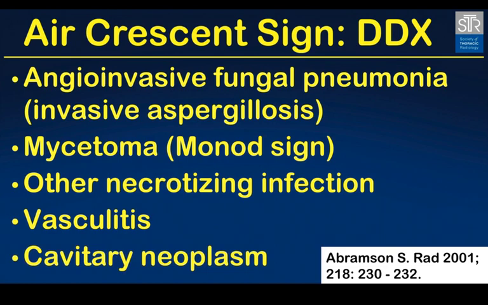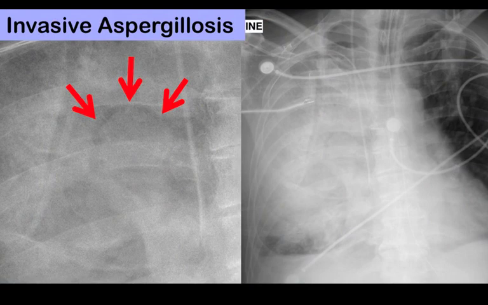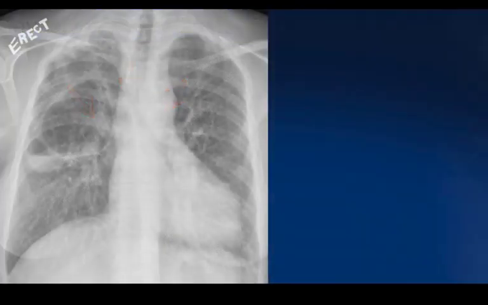And again, there are other things on the differential diagnosis, but these 5 possibilities are worthwhile remembering. This patient had invasive aspergillosis and, in fact, developed severe hemoptysis that led to her demise.